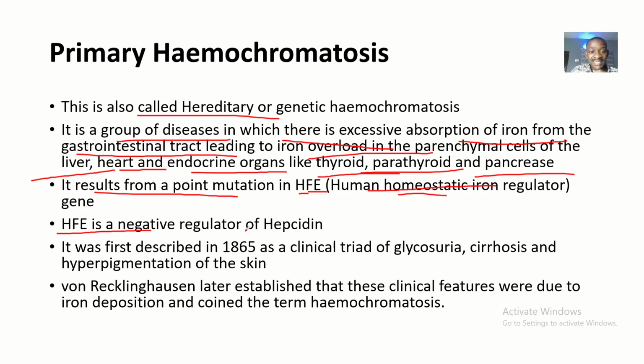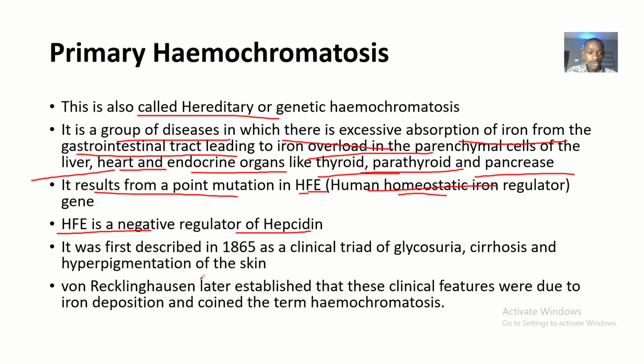The human homeostatic iron regulator gene is a negative regulator of hepcidin. And what is the function of hepcidin? Hepcidin is a protein formed by the liver, and it binds to ferroportin, the protein that allows the passage of iron, and destroys it. So it reduces the absorption of iron. But if this hormone that is meant to stop the absorption of iron has a defect, then absorption of iron will be too much. These are the basics; you don't really need to cram everything.